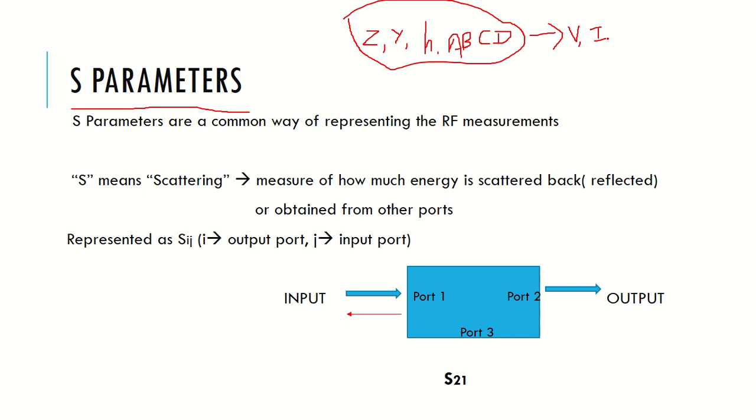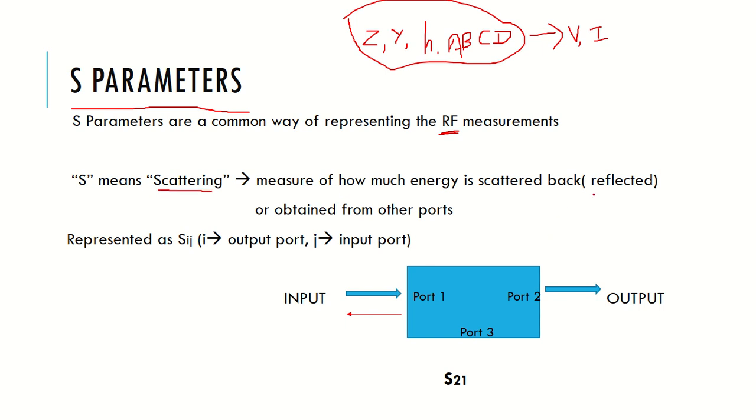But hereafter in high frequency, as I said in the previous slides, the voltages and currents are no single quantities. The voltage might get reflected, the voltage might pass through. So it is going to be a combination of various terms together. So for such kind of analysis, I cannot use this Z, Y, H and ABCD. I need to use a special type of parameters called S parameters. So S parameters are how we are going to make RF measurements, and S stands for scattering.